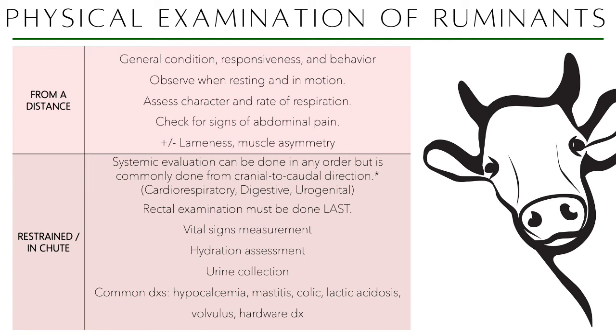It's easy to collect if you wanted to just test for ketones routinely for dairy cattle. But if you're going to test for culture and antibiotic sensitivity testing, especially for animals that you are giving antibiotics to and you wanted to make sure that they're not resistant to it, then you have to catheterize the animal and get a sterile sample of urine.